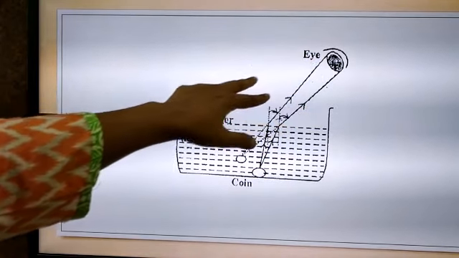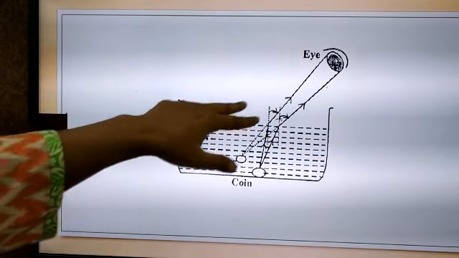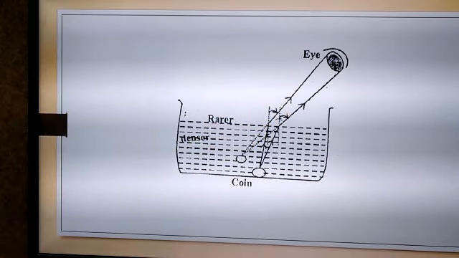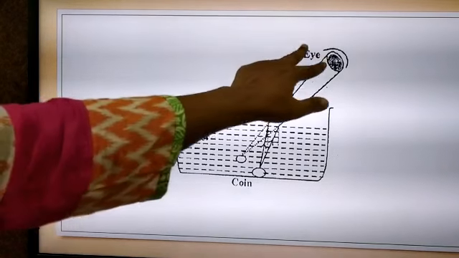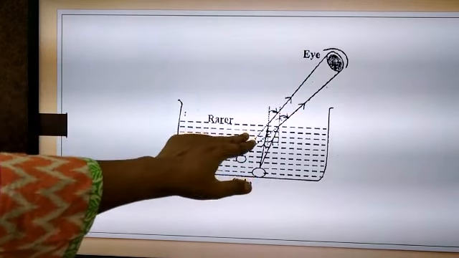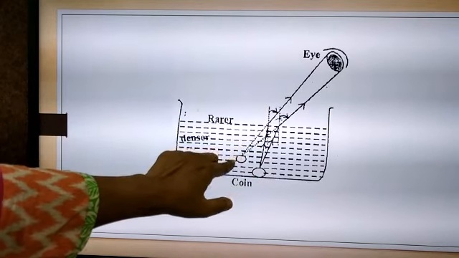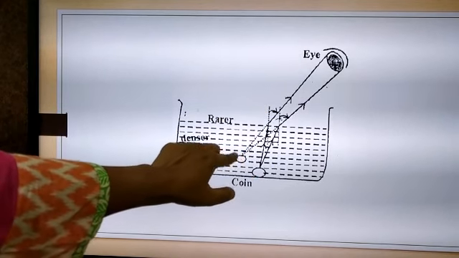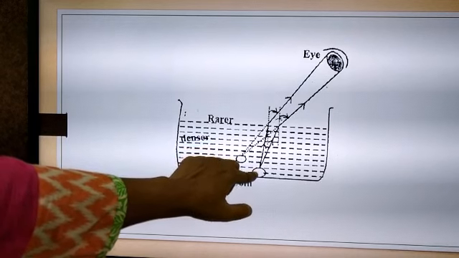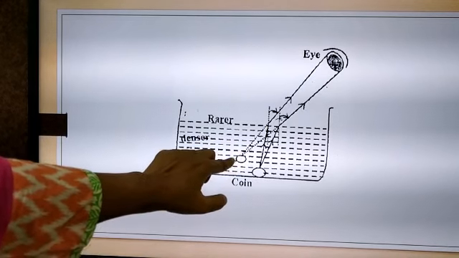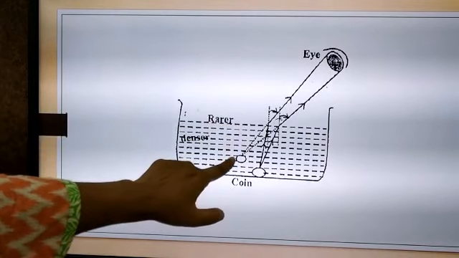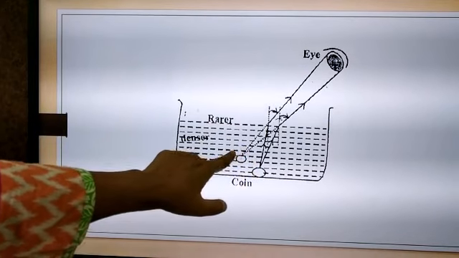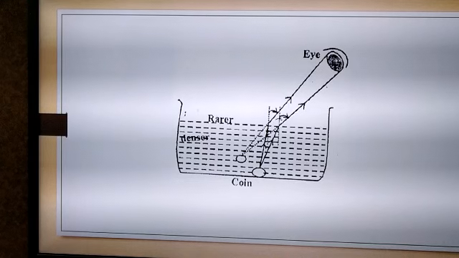Now a person who is viewing the coin will always see the coin in a straight line path. So when the observer views the coin, this is the point where the rays of light are meeting, and therefore the coin appears to be in this position. So this is the actual position of the coin, and this is called the apparent position of the coin. So the viewer is able to see not the actual coin but the apparent position of the coin.